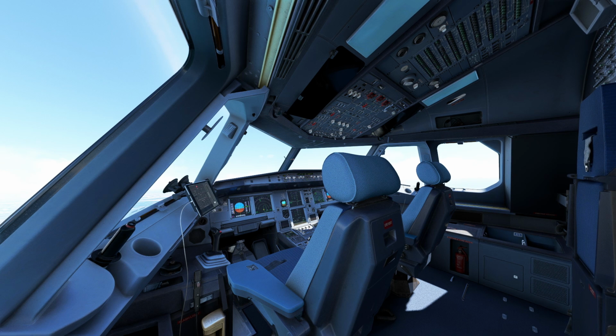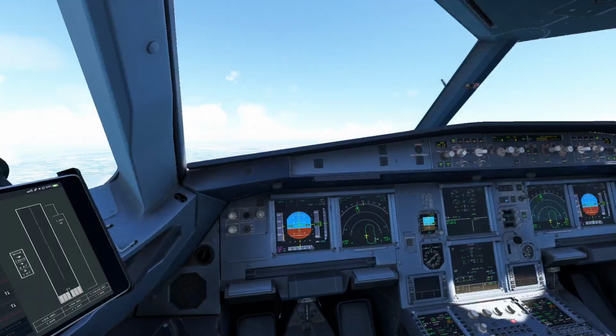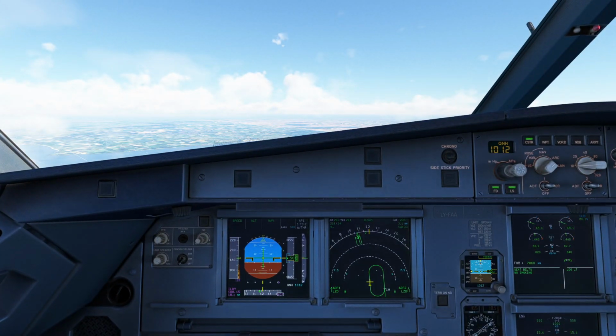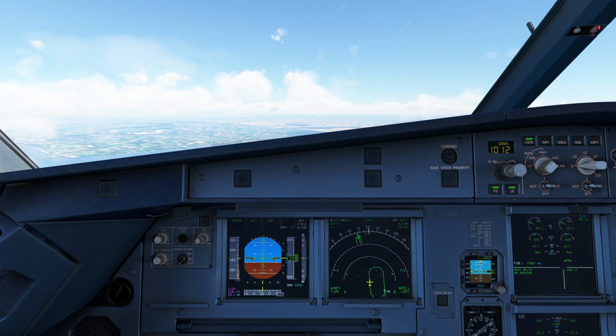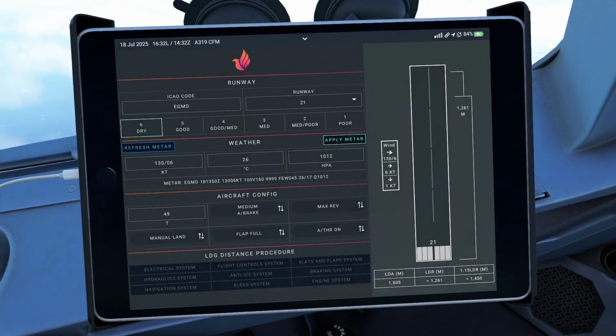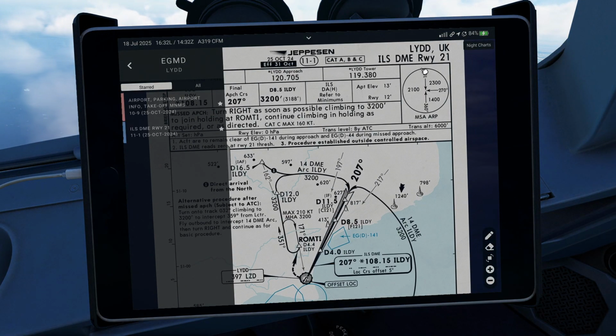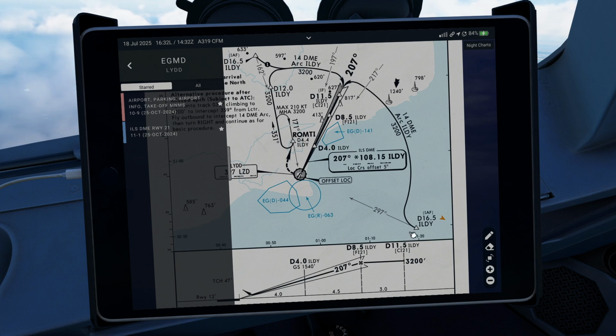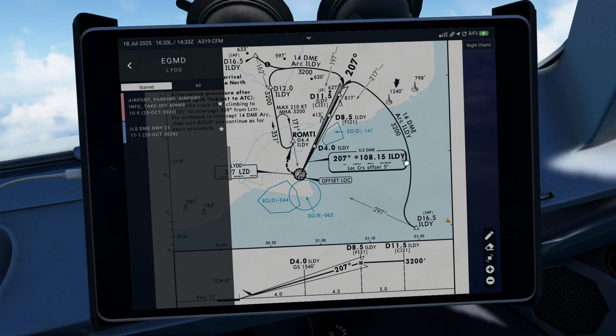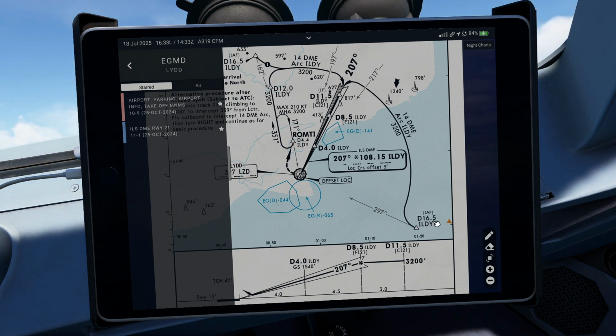Let's brief it up and take it step by step. Welcome aboard. Right now we are maintaining 5,000 feet and we are at the initial approach fix for ILS DME runway 21, which is located southeast of the airport at radial 117 from the IDY at 16.5 miles.